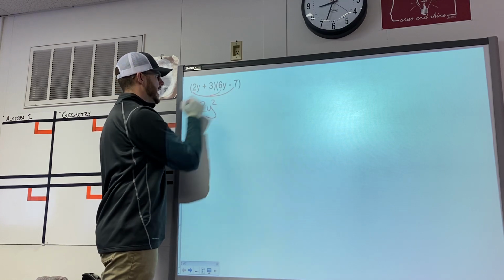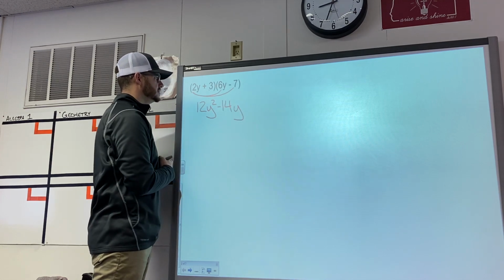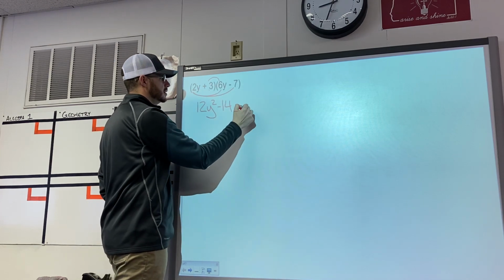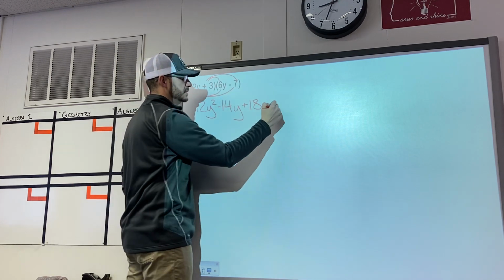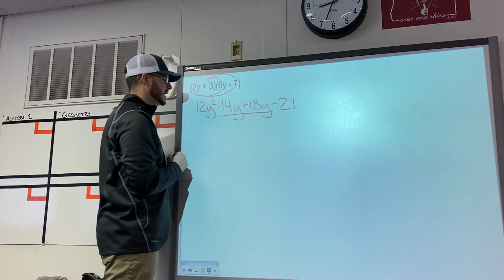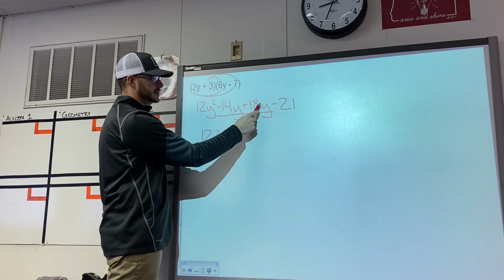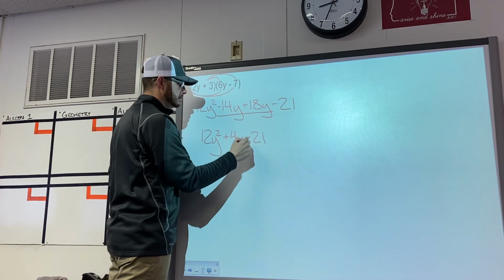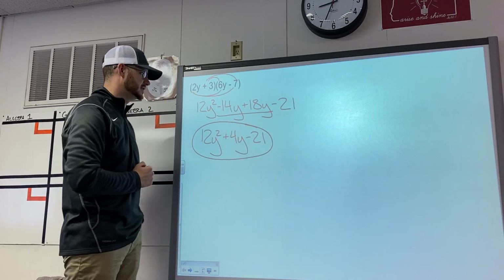Then we do our outer terms. 2y times negative 7 gives us negative 14y. Then our inner terms, 3 times 6y gives us a positive 18y. And our last terms, 3 times negative 7 gives us negative 21. And then again, we need to combine our like terms. So we end up with 12y squared, negative 14y plus 18y gives us a positive 4y minus 21. And that would be our final polynomial that we would end up with.